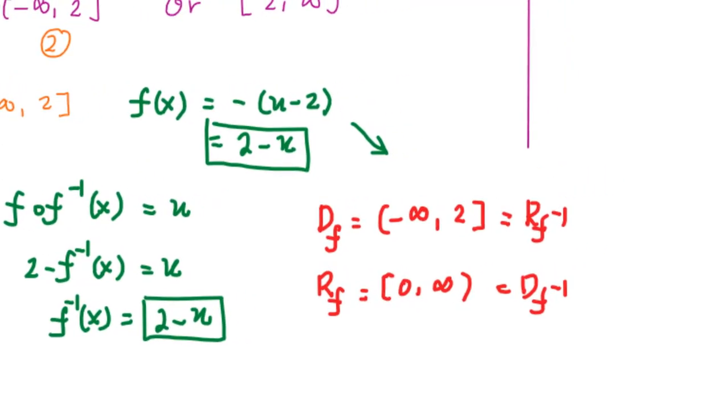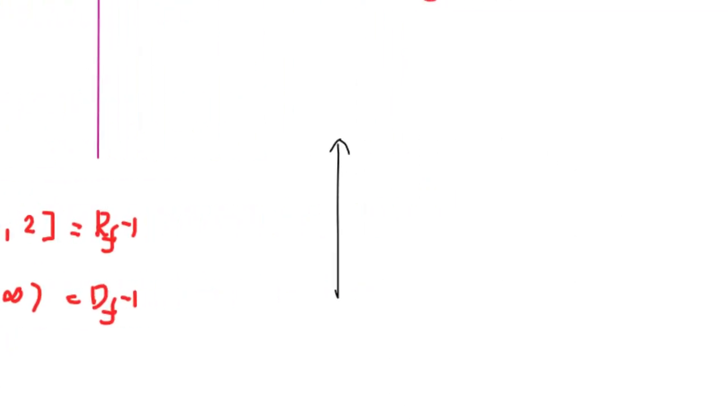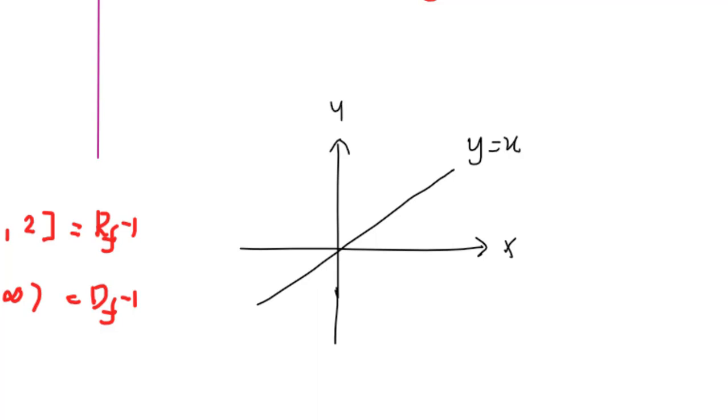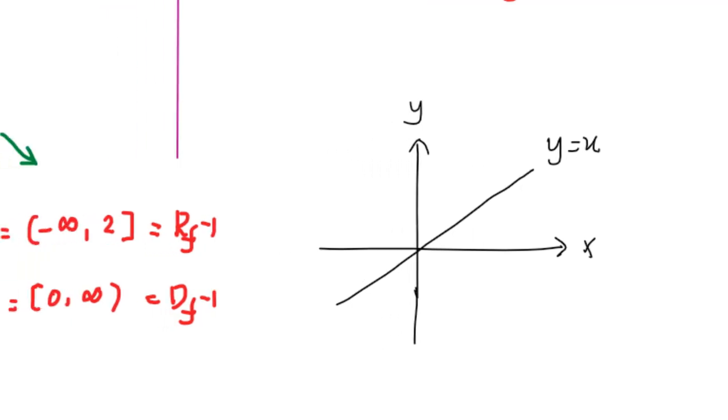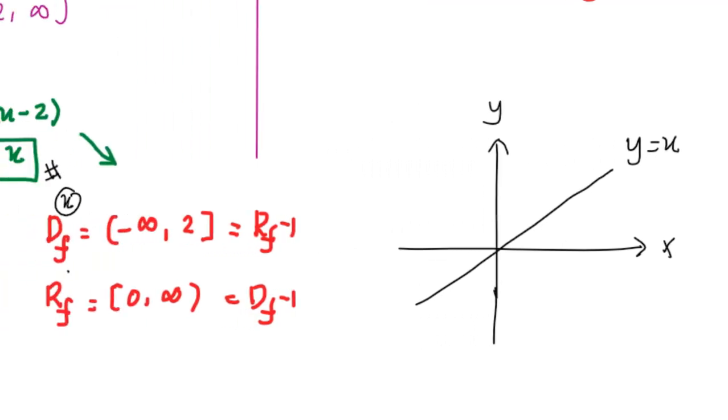Okay, so let us proceed to how to sketch the graph. Firstly, we have to put the x-axis and y-axis together with y equals x. The function is 2 minus x, following the negative (x minus 2). So this one is the x value and this is the y value. We're taking (2, 0), so x equals 2, y equals 0. It will be here.